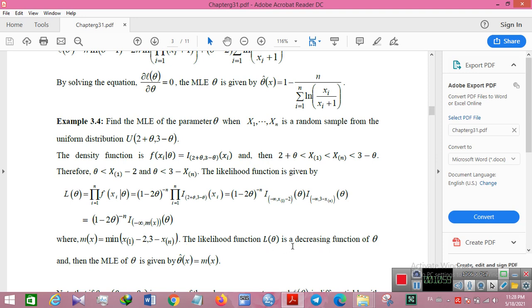The likelihood L(theta) is decreasing. If you look at it, the likelihood is a decreasing function, and the maximum is obtained when theta gets to the max. So the MLE of theta is given by the max X, which is the maximum of x1 to xn.